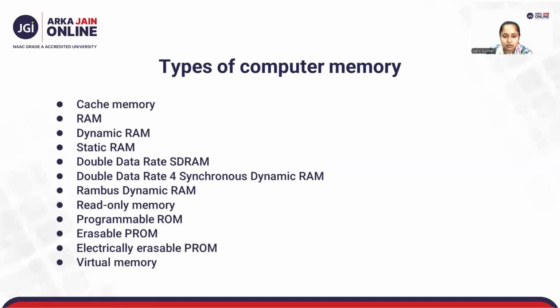Types of computer memory. In general, memory can be classified into primary and secondary memory. However, even when just talking about primary memory, there are many different types of memory. Some examples of primary memory are as follows.